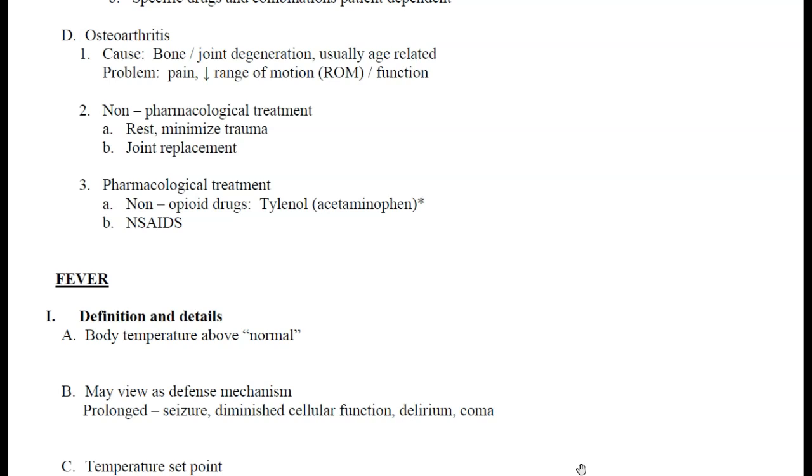So the problem here is often pain, decreased range of motion because of the pain, and sometimes because of the calcifications in the joints, and also limited function. There are non-pharmacological treatments, which again include resting, minimizing trauma, and sometimes joint replacement, as well as ice compress and all those things. Now, pharmacological treatment includes non-opioid drugs such as Tylenol or acetaminophen, especially for pain, and then we also have NSAIDs or non-steroidal anti-inflammatory drugs.